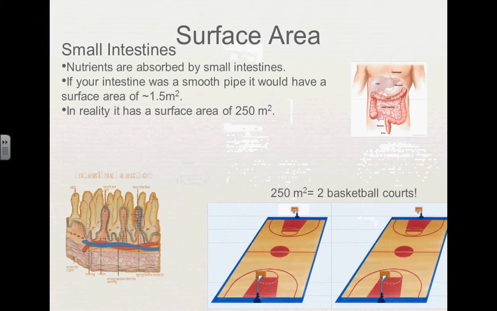Now, the inside of our small intestine is not like a hollow tube. It's not like a hose that's nice and smooth on the inside, winding around. The inside of the small intestine actually has all these bumps and ridges. They're called villi.